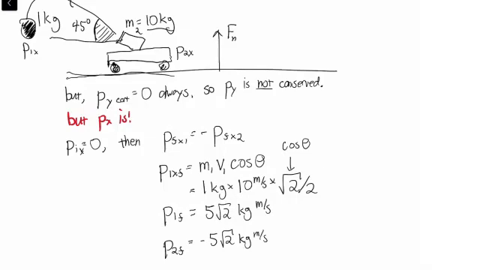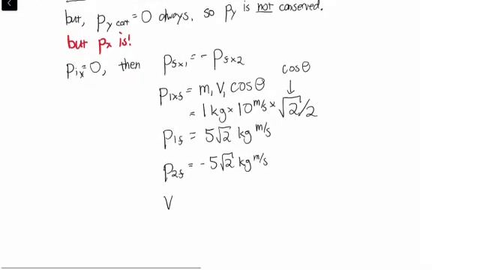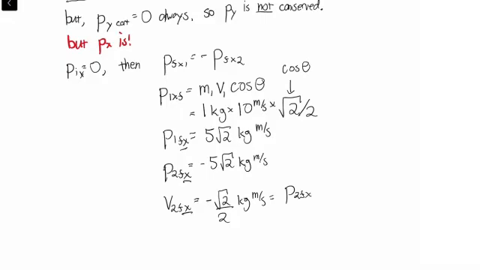And since we know the mass of object 2, that would be minus √2 over 2 kilogram meters per second. So this is P2Fx over m2. Okay.